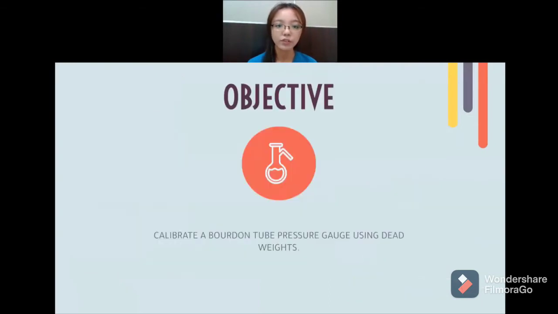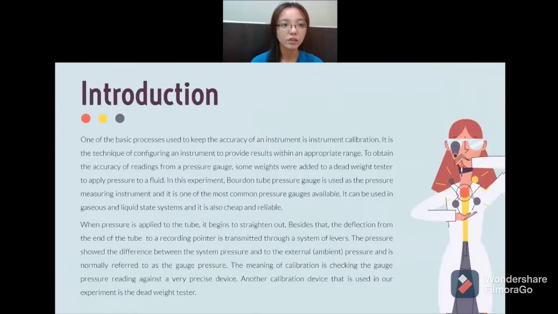The objective of the experiment is to calibrate a Bourdon tube pressure gauge using dead weight. In order to calibrate the gauge pressure, we also need to find the percentage of error. In the introduction, one of the basic processes used to keep the accuracy of an instrument is instrument calibration. It is the technique of configuring an instrument to provide results within an appropriate range.